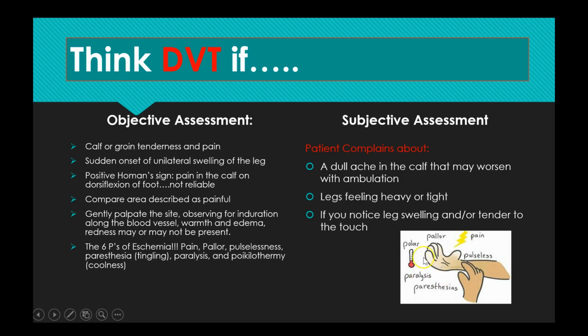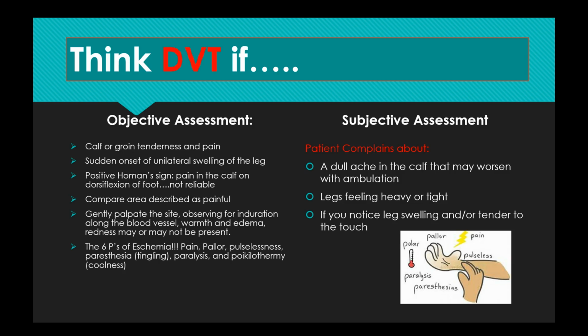Paralysis, or the inability to move, like when you lay on your hand for too long and it falls asleep and you don't have control of it. Paresthesia, or tingling. So these are all collectively some objective assessments that we definitely want to look for. We also want to look for cap refill less than 3 seconds, sensation intact, that pulse.